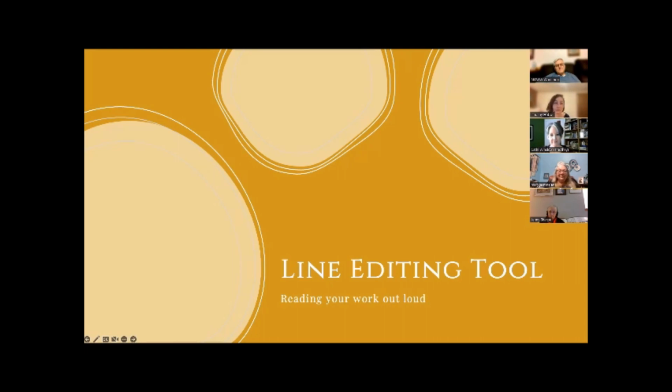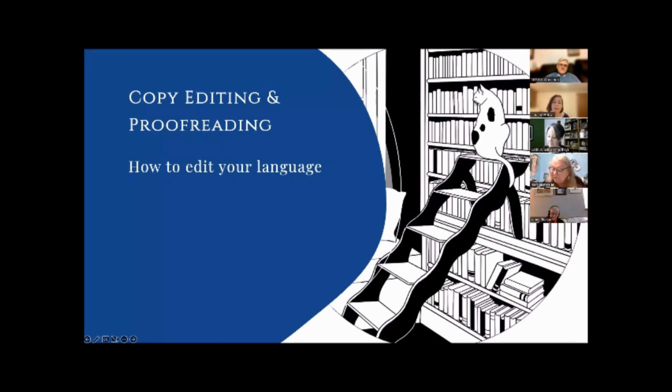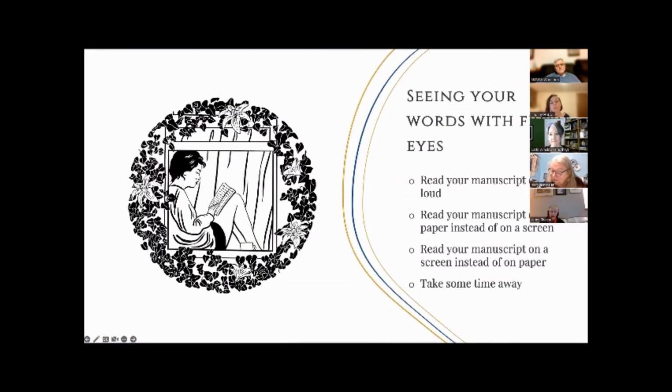So we're going to move on now to copy editing and proofreading. So how to edit your language, or how to edit your nitty-gritty little details. By the time you get to copy editing, if you have been doing your own editing for every stage of your manuscript, you've probably read it about 100 million times by this point. So it's really key to try to see your words with fresh eyes.